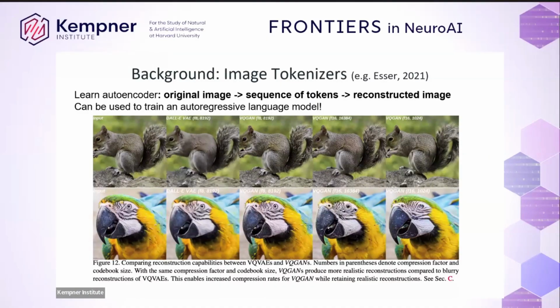There are tons of companies that will do this, and this is from one of the early ones, but even though you're using a discrete bottleneck, you can get really good reconstruction. You can get really high quality images back if you use enough tokens.